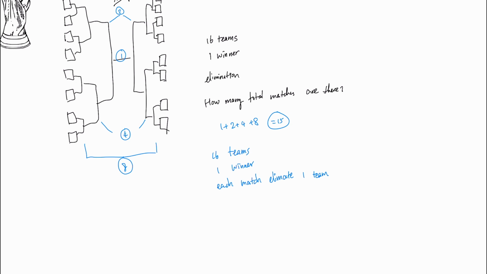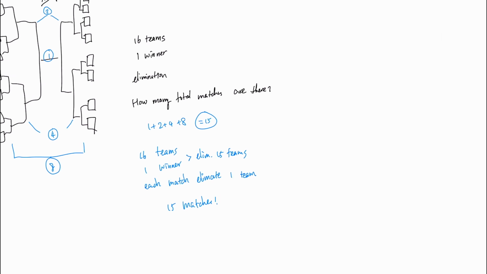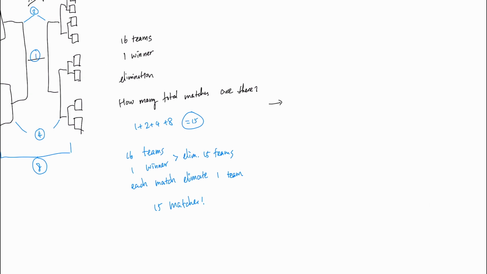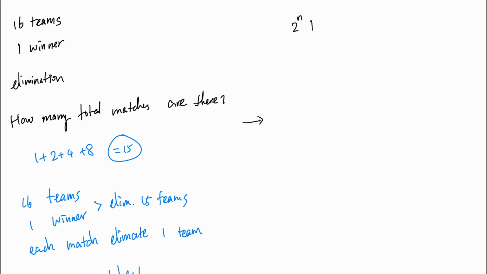That means for us to eliminate 15 teams, we need 15 matches. So the number of matches is calculated in 2 ways. Now let's extend this a little bit. Let's say now we have 2 to the n teams and 1 winner using elimination. How many matches would I need?